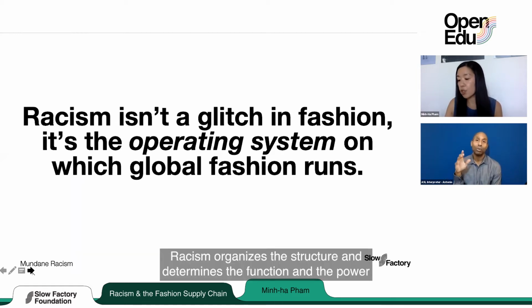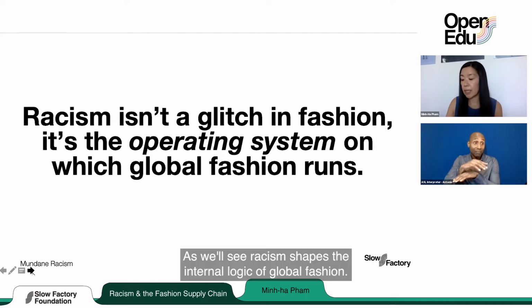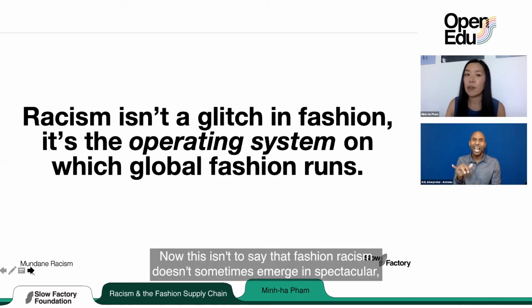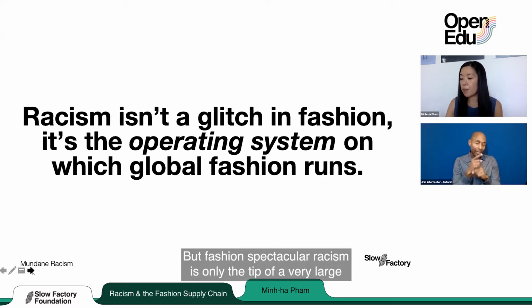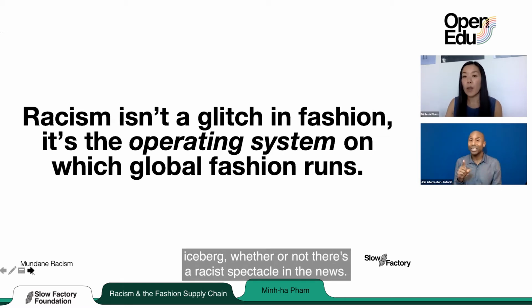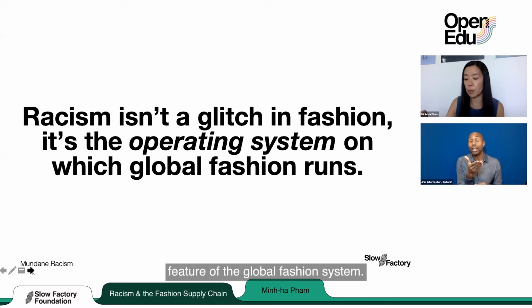Racism organizes the structure and determines the function and the power dynamics of the fashion supply chain. As we'll see, racism shapes the internal logic of global fashion. Now, this isn't to say that fashion racism doesn't sometimes emerge in spectacular, outrageous, and appalling ways. Of course it does. We've seen examples of that. But fashion's spectacular racism is only the tip of a very large iceberg. Whether or not there's a racist spectacle in the news, racism is always operating as an ordinary, mundane, and often invisible feature of the global fashion system.